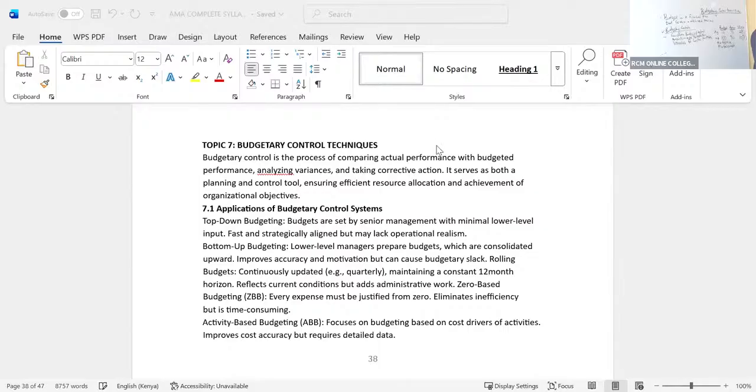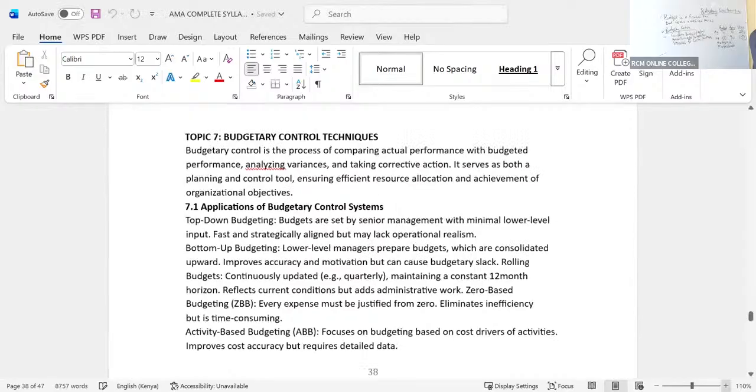So budgetary control is the process of comparing actual performance with budgeted performance, analyzing variances, and taking corrective actions. It serves as both a planning and a control tool, ensuring efficient resource allocation and achievement of organizational objectives.